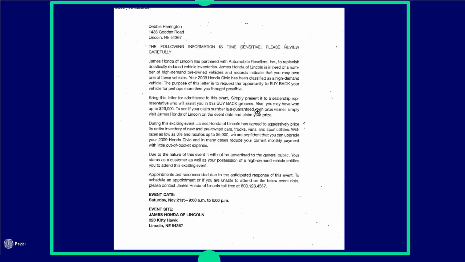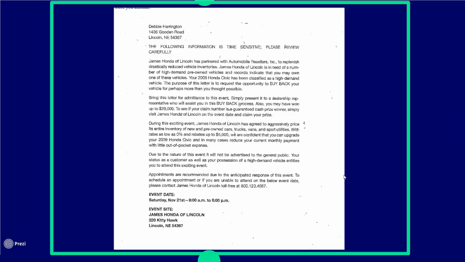So this author needed to really rethink who their audience might be, how they might grab their attention, the information the audience in fact needs. Because in fact, does our audience need to know that James Honda has partnered with automobile real sellers or that their vehicle inventory is reduced? Probably not. So we need to revise, condense, and think about organization in this letter.